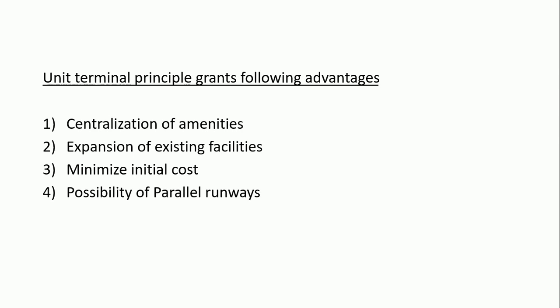The unit terminal principle grants the following advantages. The first one is the centralization of the amenities, in which books, newspaper stalls and other shopping materials are placed in separate buildings, so that we can divide the passengers coming into the aircraft by international or domestic aircraft. The second one is the expansion of the existing facilities, the third is to minimize the initial cost, and the fourth is the possibility of a parallel runway.